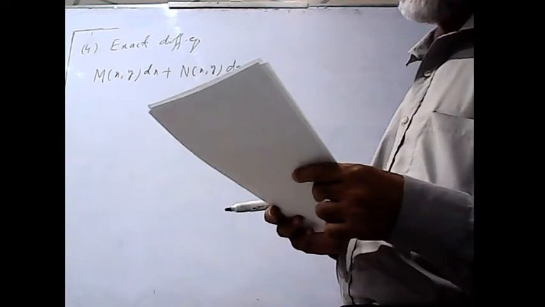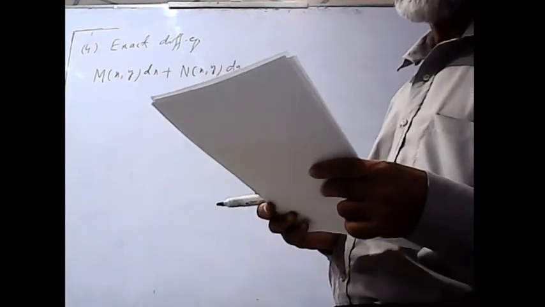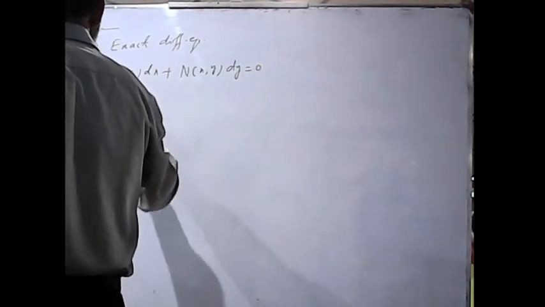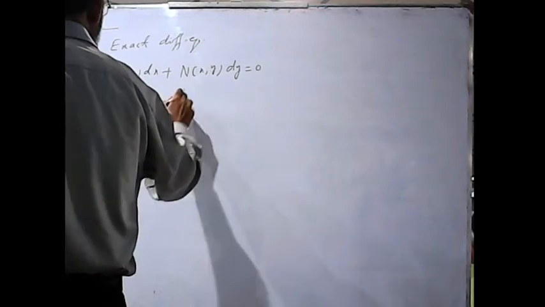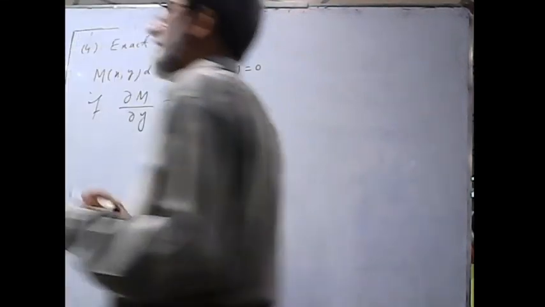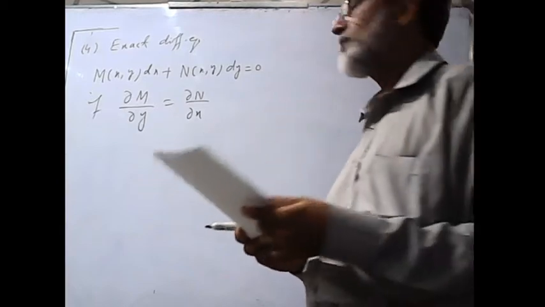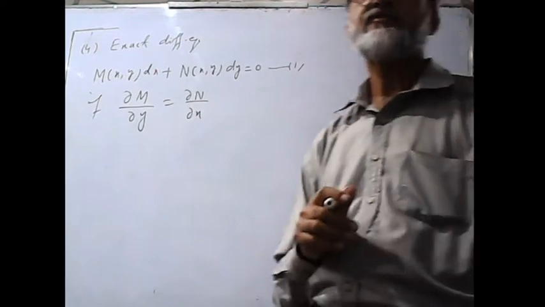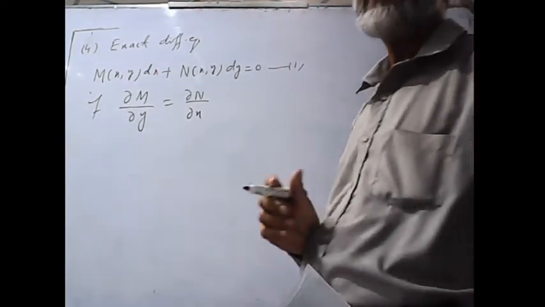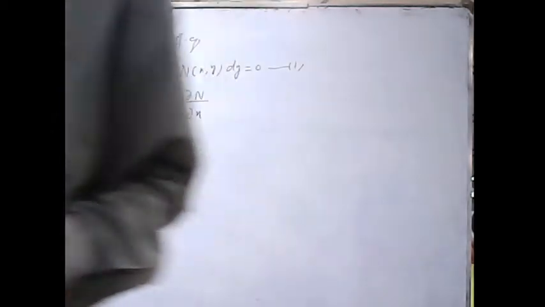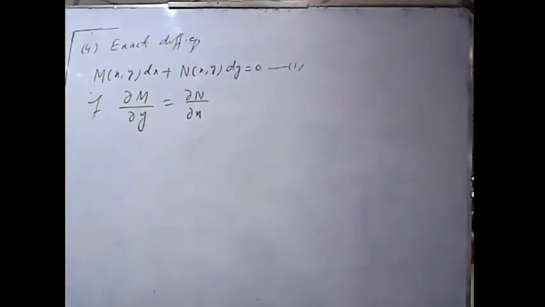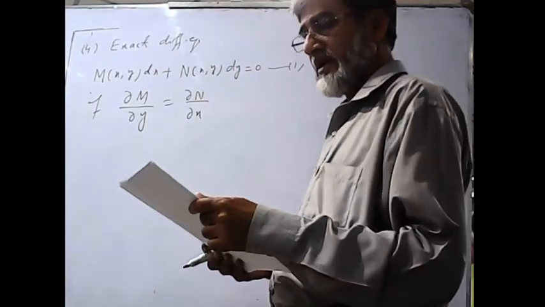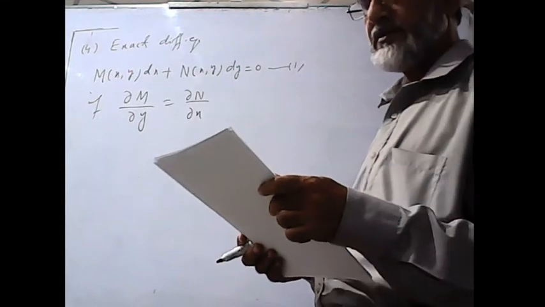If the equation is exact, in that case partial M with respect to y equals partial N with respect to x. The original equation is in exact form if it satisfies this condition: M_y is equal to N_x. Then after satisfaction of this condition, find the solution.